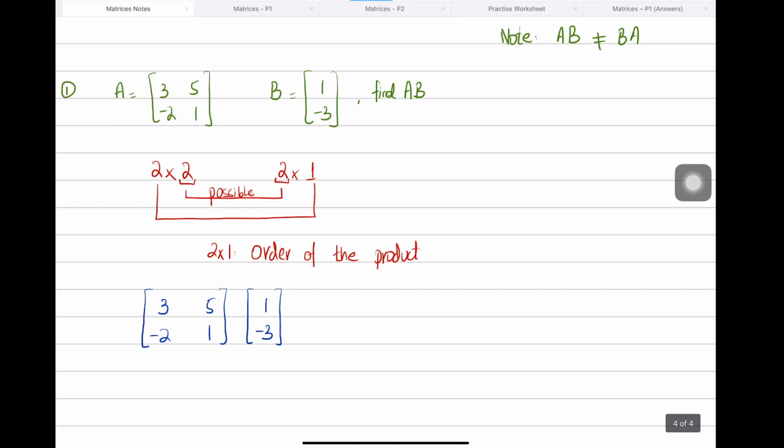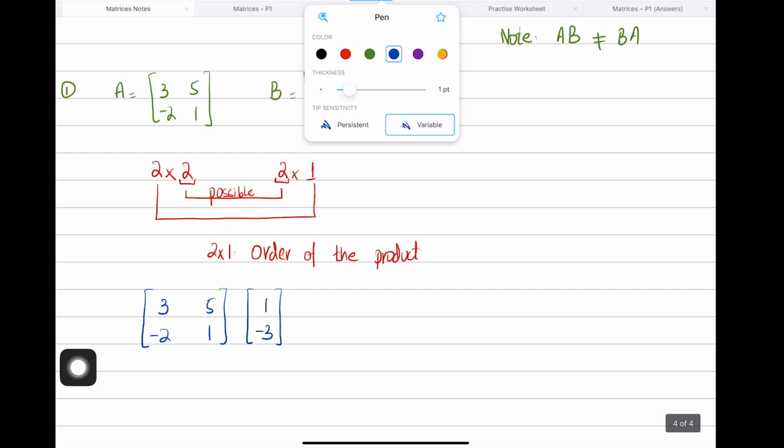Now the question is, how do we multiply them? When we're adding them, things are pretty straightforward. You take the corresponding elements and you add them. But here they don't even have the same order. I can't say that 3 will get multiplied by 1, because then what's going to happen to this 5? So what do we do? What we do is the following.